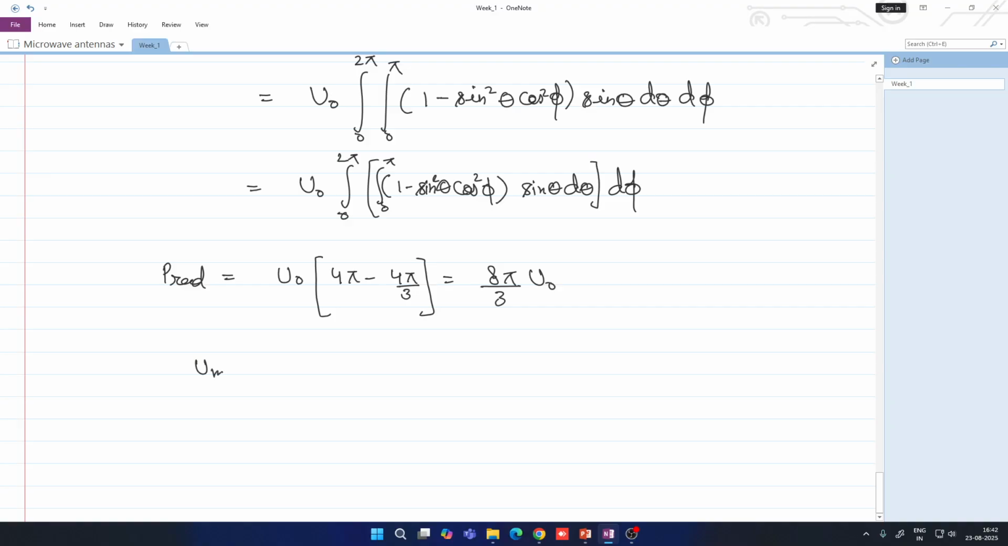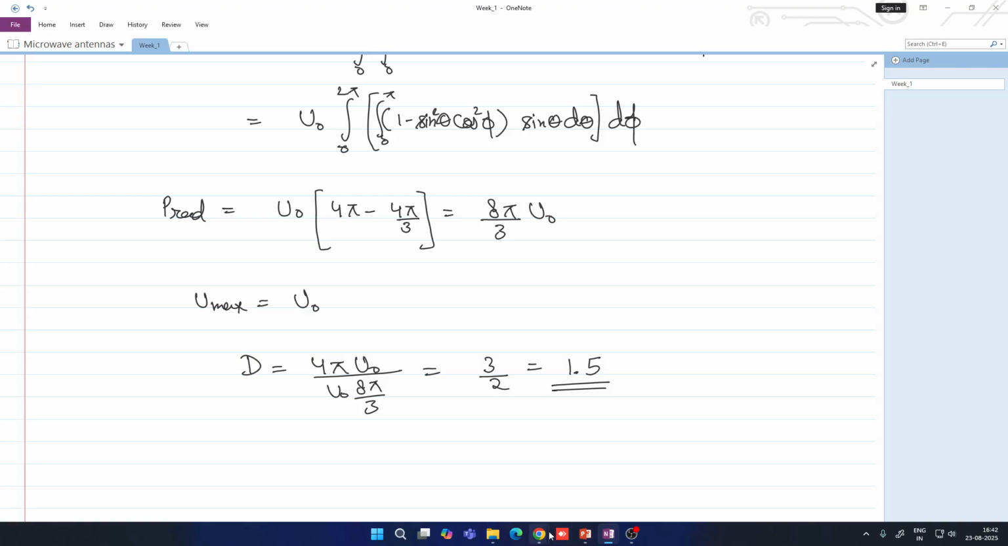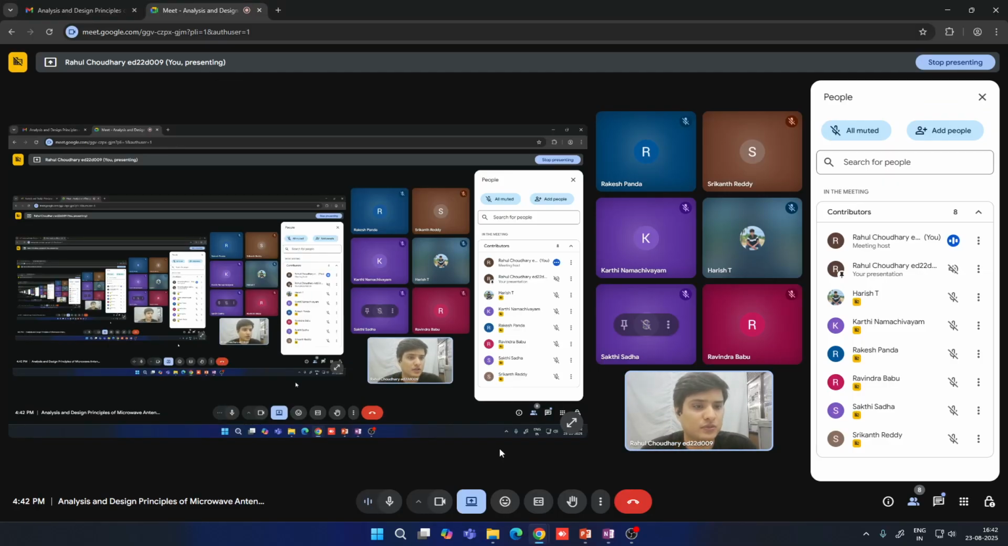Now U max we know is going to be U naught, so the directivity will be 4 pi into U naught divided by P radiated, which is U naught into 8 pi by 3, and when we solve this we get 3 by 2, which is 1.5. So the directivity here is 1.5 only, because it's not a very directional antenna. I hope this question is clear. If you have any doubt in this, please let me know.